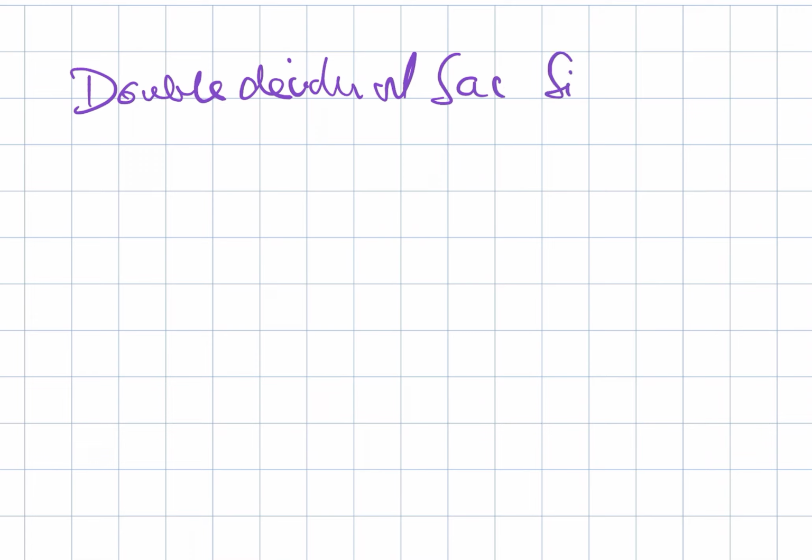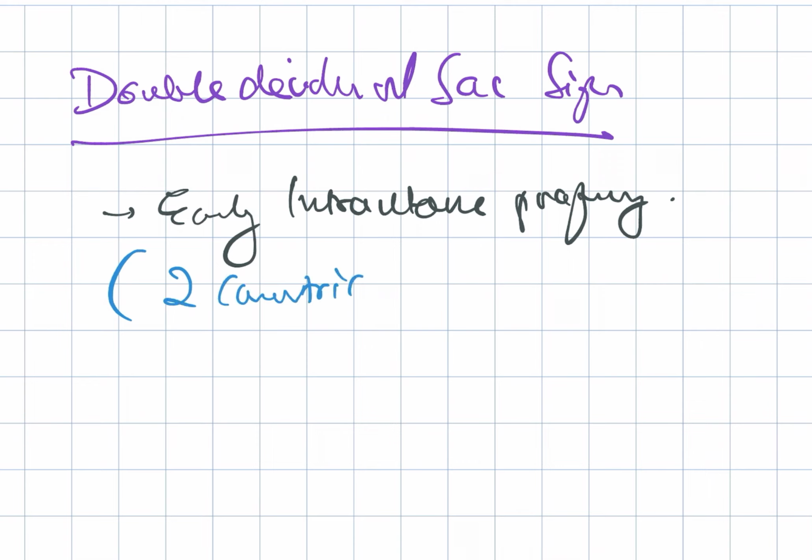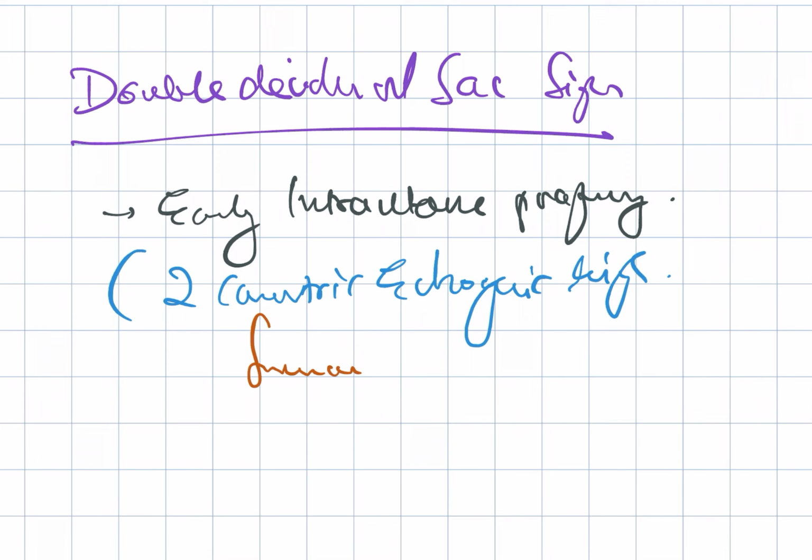Moving on to the double decidual sac sign. So in such a sign, there is early intrauterine pregnancy. There is presence of two concentric echogenic rings, and this surrounds the gestational sac.